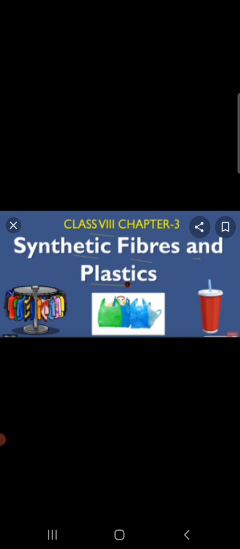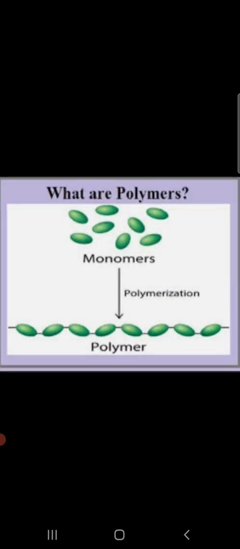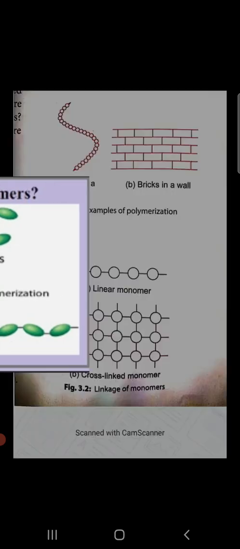So what are synthetic fibers made up of? For this, I need to explain you some new terms, children. Synthetic fibers are made up of repetitive units. Yes, those individual repetitive units are called monomers. And when many monomers combine with each other, that is called a polymer. Alright, for this let me take an example.